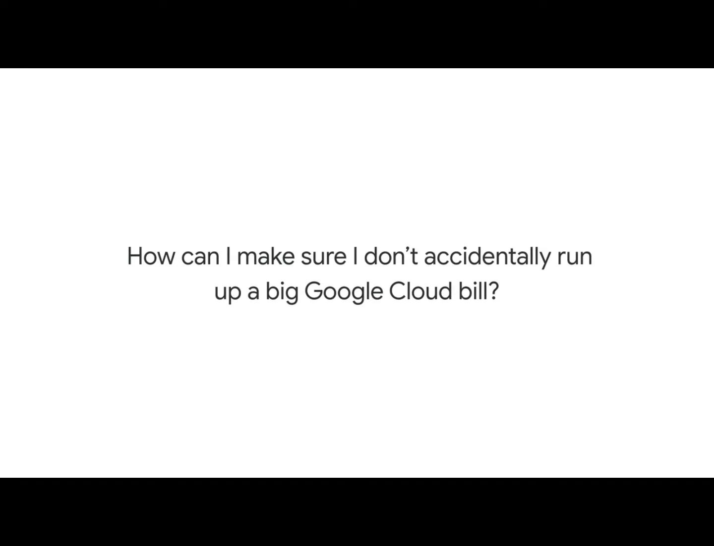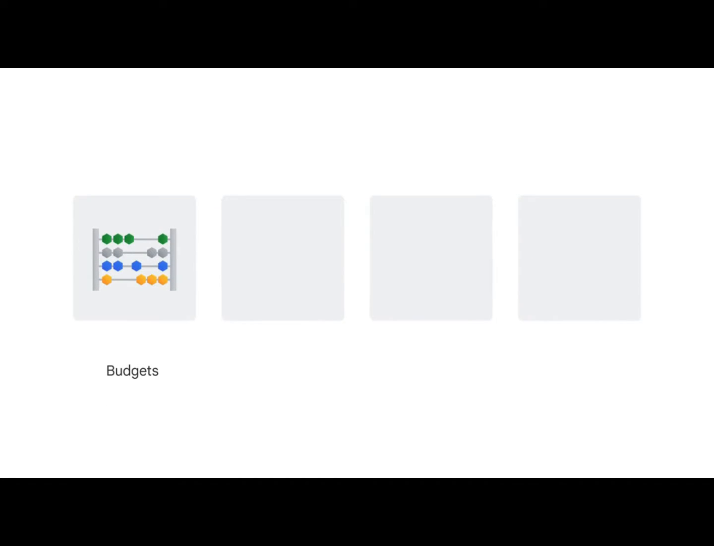Now, you're probably thinking, how can I make sure I don't accidentally run up a big Google Cloud bill? We provide a few tools to help. You can define budgets at the billing account level or at the project level. A budget can be a fixed limit, or it can be tied to another metric, for example, a percentage of the previous month's spend. To be notified when costs approach your budget limit, you can create an alert. For example, with a budget limit of $20,000 and an alert set at 90%, you'll receive a notification alert when your expenses reach $18,000. Alerts are generally set at 50%, 90%, and 100%, but can also be customized.